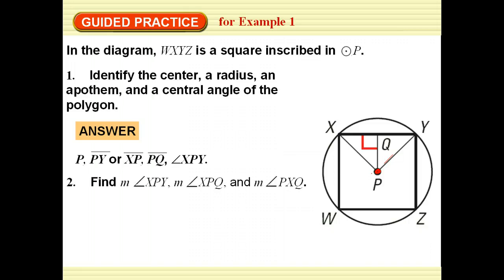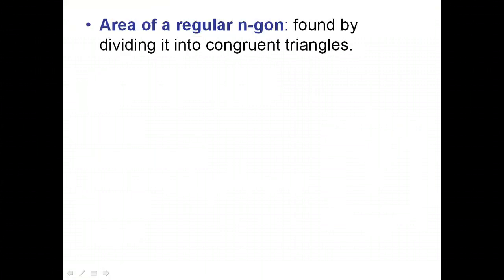So I want to find these measurements, XPY. Well, since this is 4-sided, 360 divided by 4 is 90 degrees. So the entire angle is 90 degrees. Since this is a bisector, it makes each of these 45, which makes this other angle here 45 degrees. So I have a 90, 45, 45 for the answer of those three.